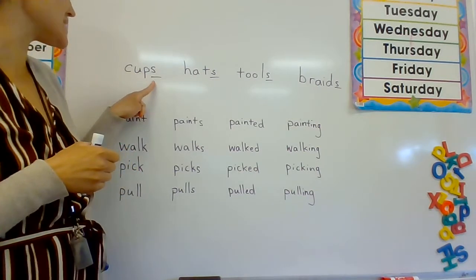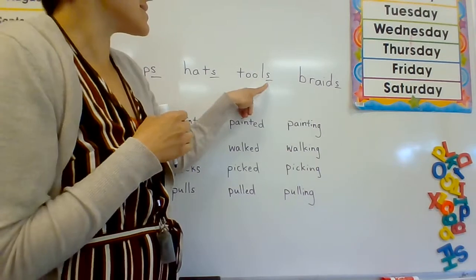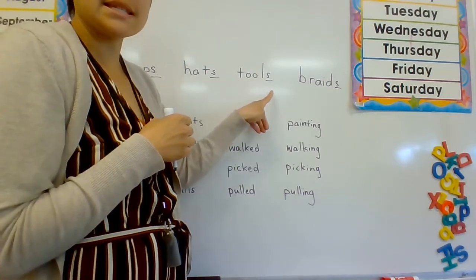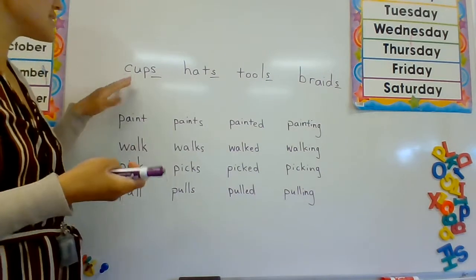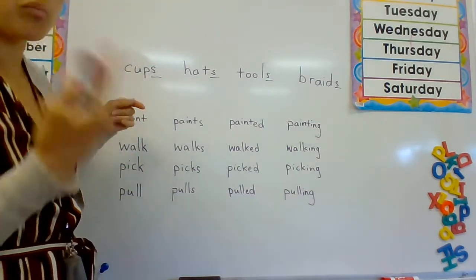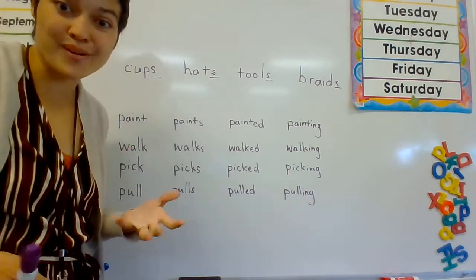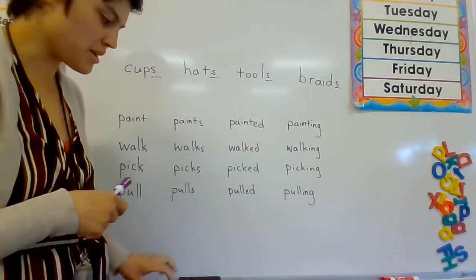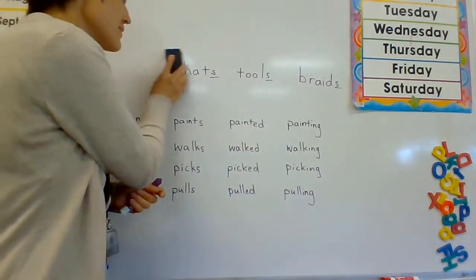Now, sometimes when you put S at the end of a word, it says S, as in cups. But sometimes it says Z in words like tools. So, remember, usually to make a word or a naming word talk about more than one thing, you put an S at the end. It doesn't work for all words, but most naming words. Okay, now I am going to erase these.